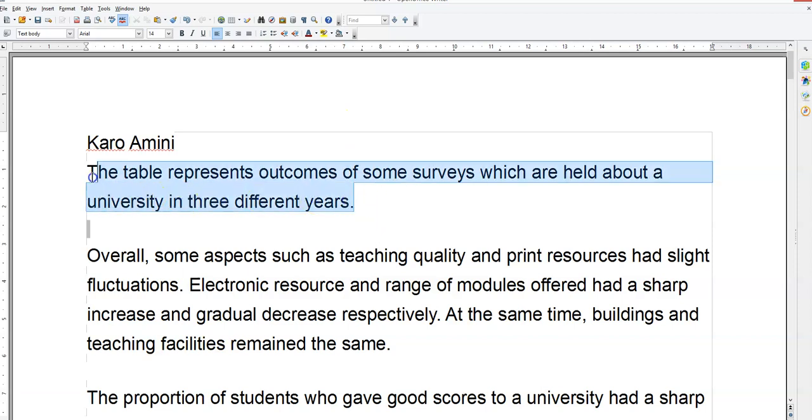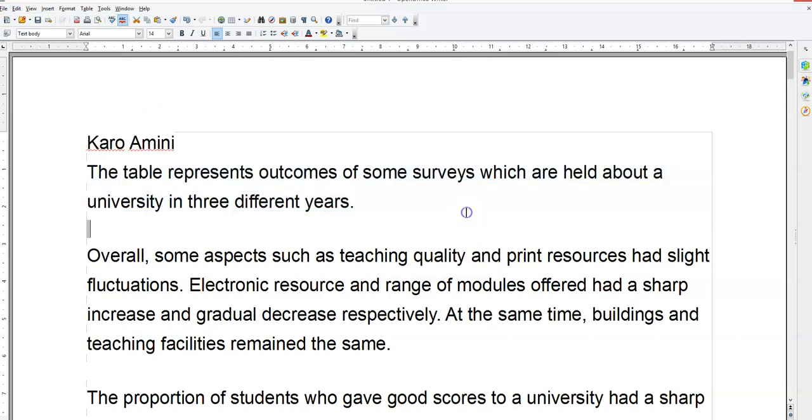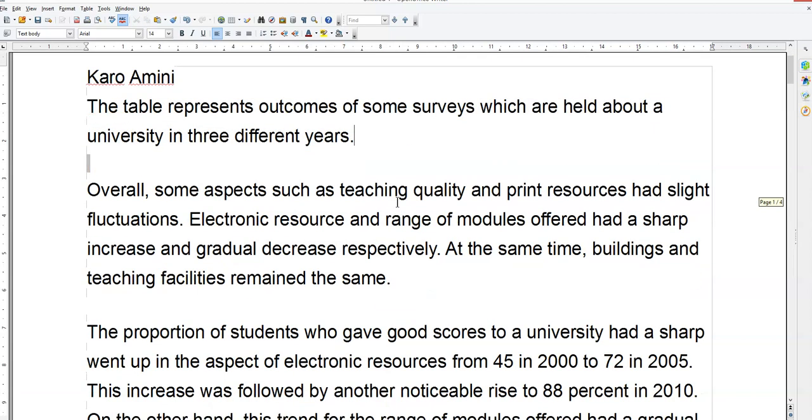Okay, the table represents outcomes of some surveys which are held about a university in 3 different years. Well, if you compare this introduction to mine, you can see it's pretty sketchy. It doesn't really include anything. There's some surveys about a university. It doesn't tell you what it's measured in or the range of services, etc. So that introduction could do with a little bit of attention.